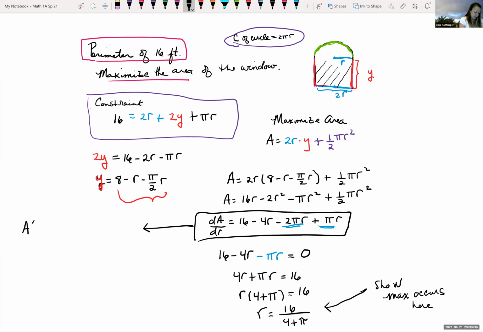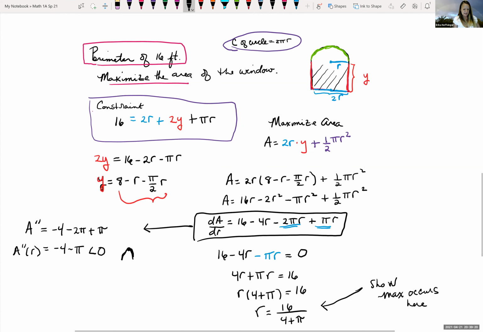So looking at the double derivative of this area, the derivative of that 16 is 0. The derivative of negative 4r is just equal to negative 4, minus the derivative of 2 pi r is just 2 pi, plus derivative of pi r is just pi. So this is negative 4 minus pi. Notice there's no r left when we took the second derivative. Notice then that that value of that derivative is always less than 0. And so we know that a maximum is occurring at that value in here.